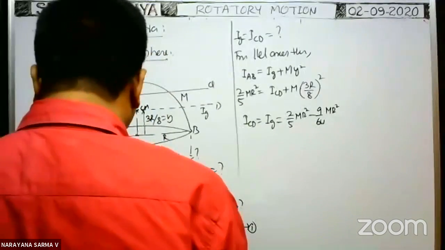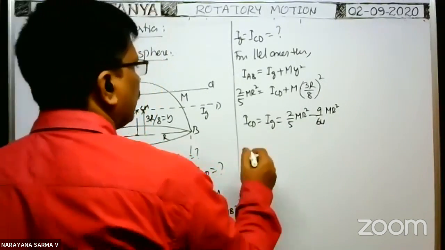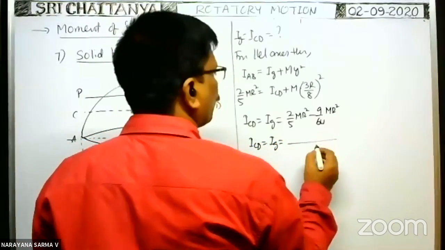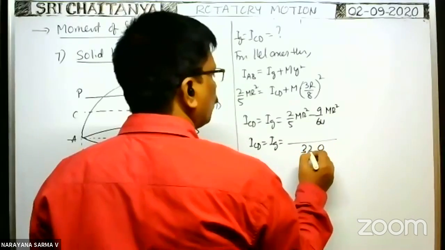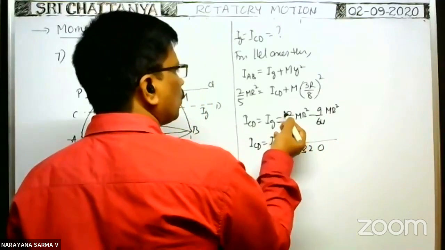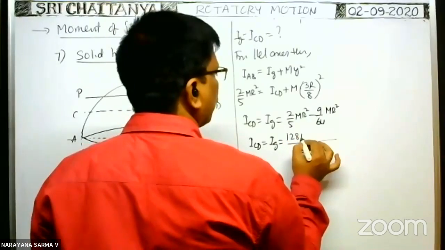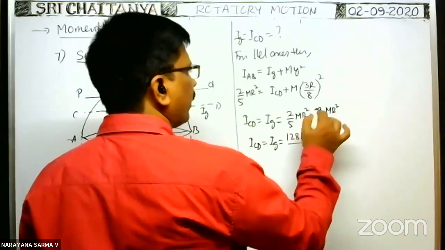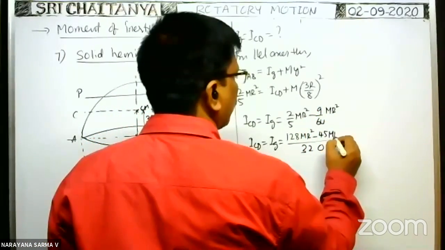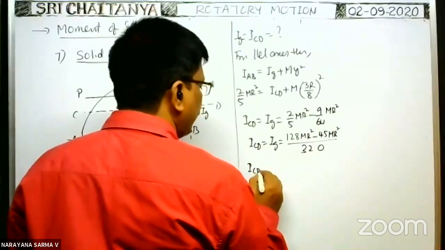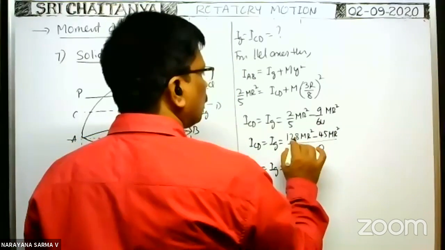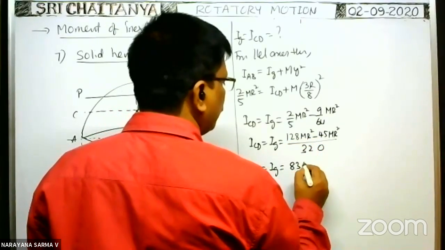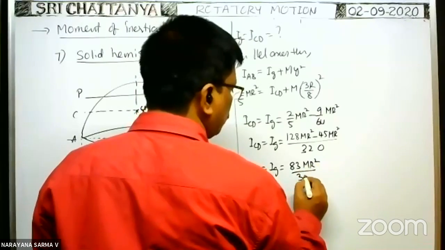9/64 m r square. Therefore, when you simplify them, what is the value you will get? ICD is equal to IG, that is equal to, take LCM, 5 4s are 20, 32 you will get. 64 into 2, that means 128 m r square, minus here 64 5s are, that means 5 into 9, 45 m r square when you take LCM. Then ICD is equal to IG, that is equal to 128 minus 45, that means 83, no? 83 m r square by 320.